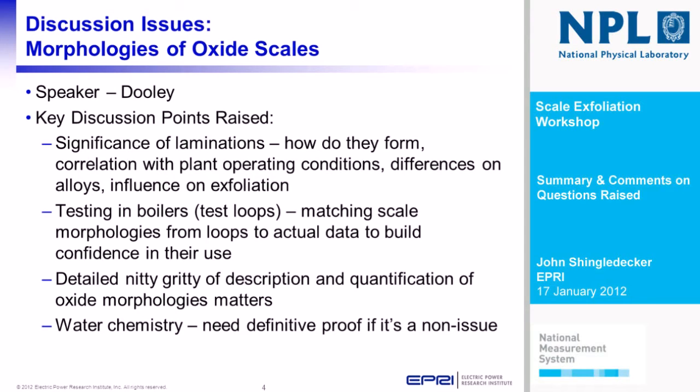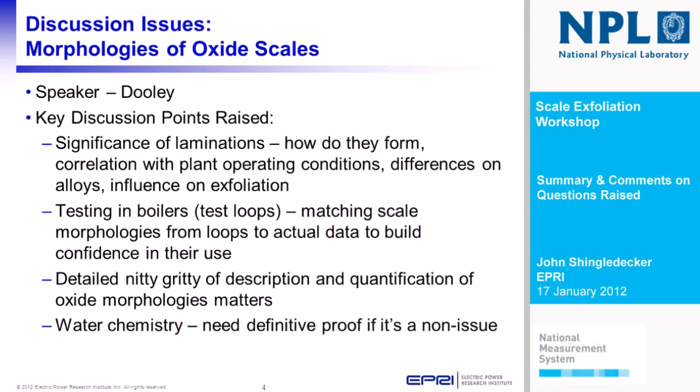In Dr. Dooley's presentation, there were some key discussion points raised. The first was about all the laminations in the scales, and questions on how they actually form mechanistically. Do we even understand that, or have the proposed mechanisms not been validated? If we say they're related to plant operating conditions, what operating condition do they correlate with? It doesn't appear to be as simple as starts and stops. Is that a valid statement, Barry, from what you've seen?